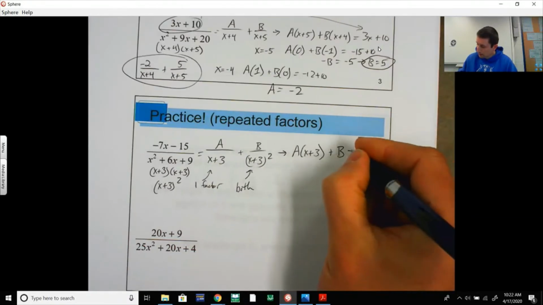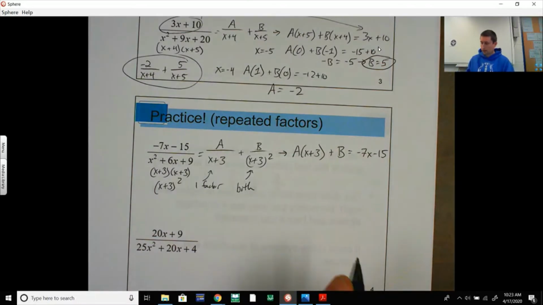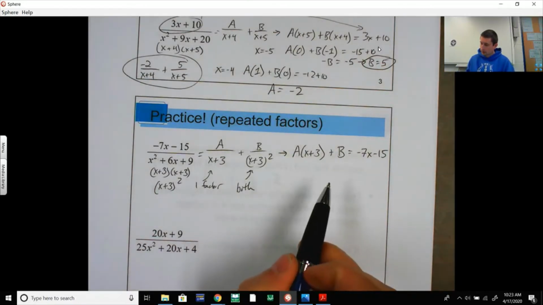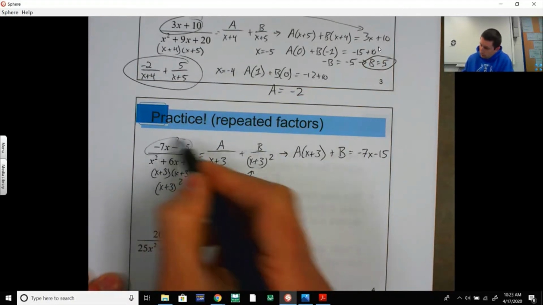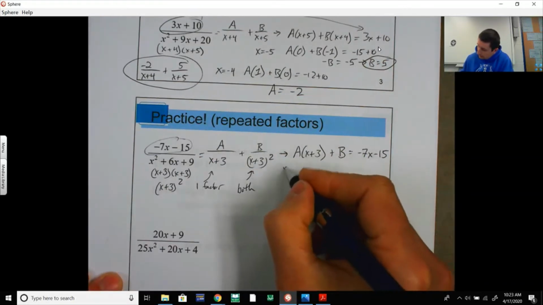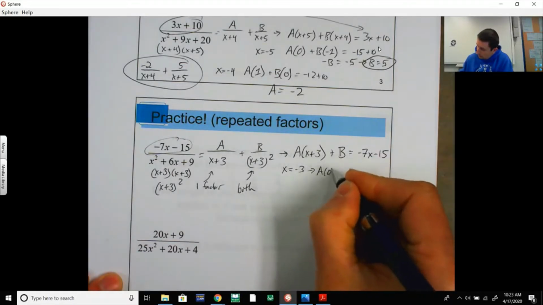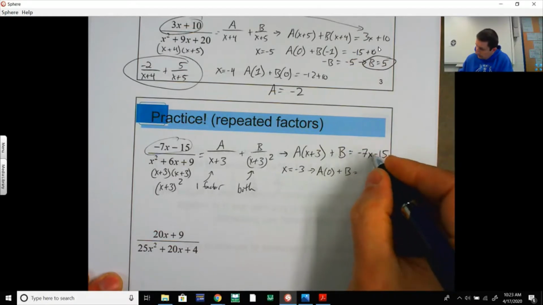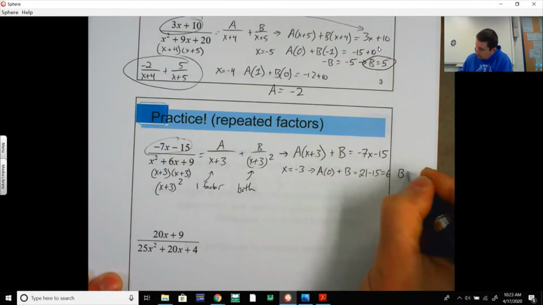and that should equal negative 7x minus 15. So a times x plus 3 plus b should equal negative 7x minus 15. That's the numerator coming from over there. So let's let x equal negative 3. So a times 0 plus b equals negative 7 times negative 3 is 21. 21 minus 15 equals 6. So we get b equals 6 off this.